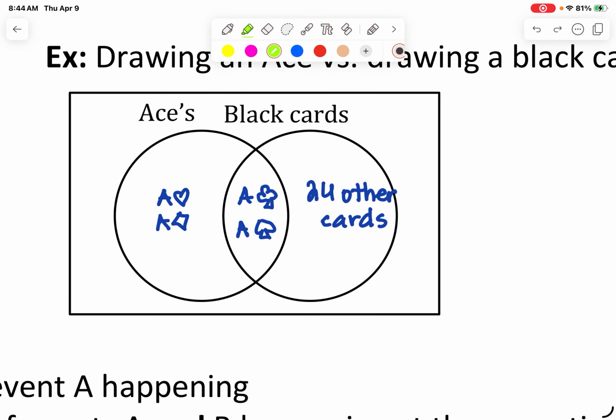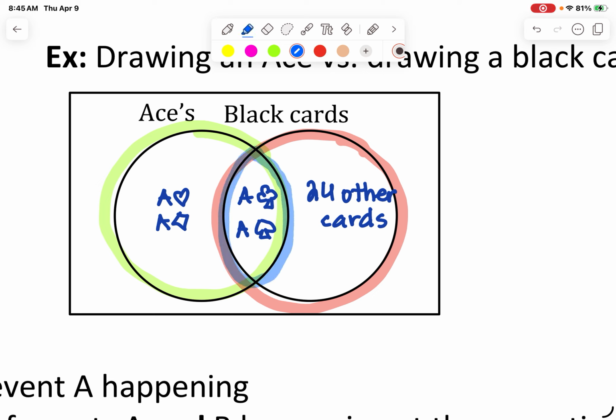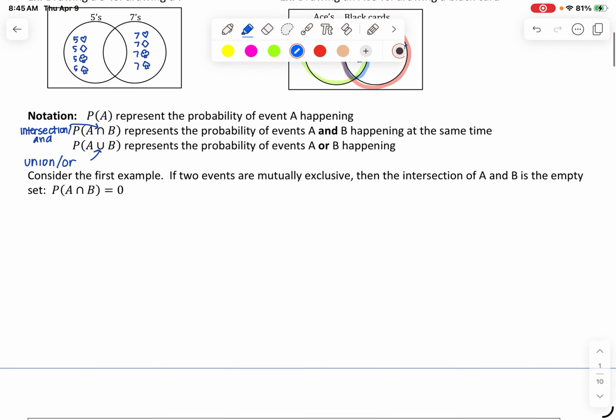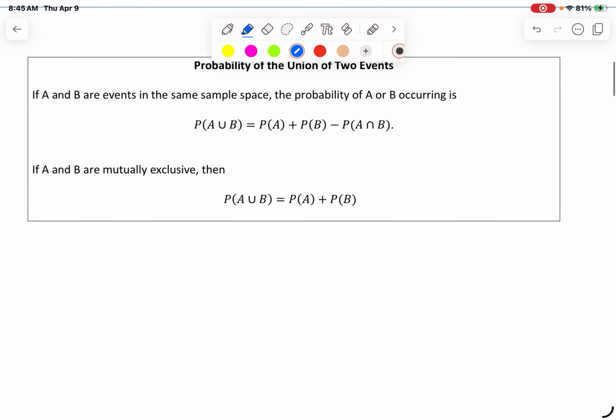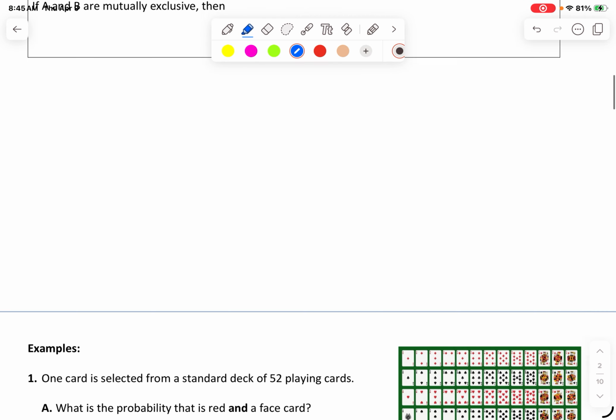So if I want to know the probability of choosing an ace or a black card, I can take the probability of choosing an ace, which is 4 out of 52. The probability of choosing a black card is 26 out of 52. But now I've counted the ace of clubs and the ace of spades twice, so I have to subtract the probability of a black ace, which is 2 out of 52. And that's how you'd get the probability. And that's what it says to do here: take the probability of event A plus the probability of event B and then subtract the intersection. Now, if the events are mutually exclusive, there will be no intersection, so you don't have to subtract that off.